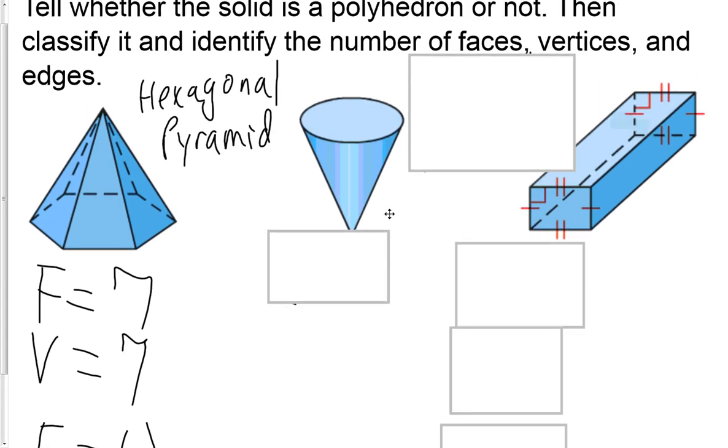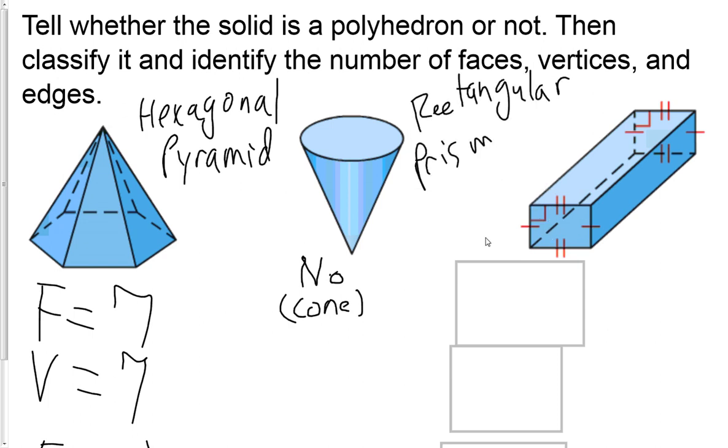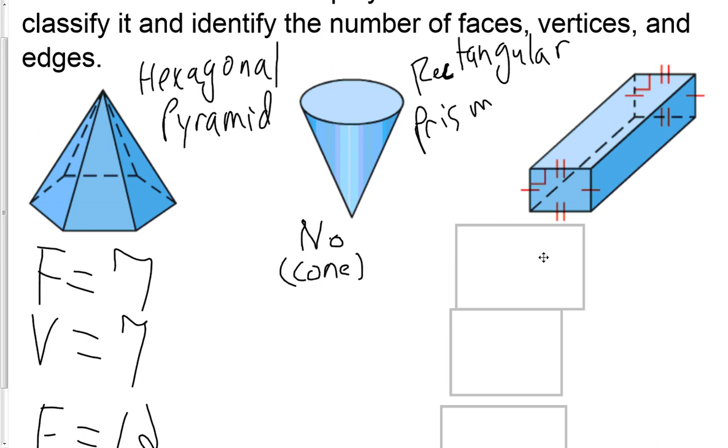Next one, this picture looks like a cone, so it is not a polyhedron, so we won't identify the number of faces, vertices, and edges, right? That's specific to a polyhedron. Next one, it looks to be a parallelogram, but I see a right angle, so that's going to make this a rectangular prism. And then how many faces do we have? We have front and back, and then top, right, bottom, left. So counting those is 6.